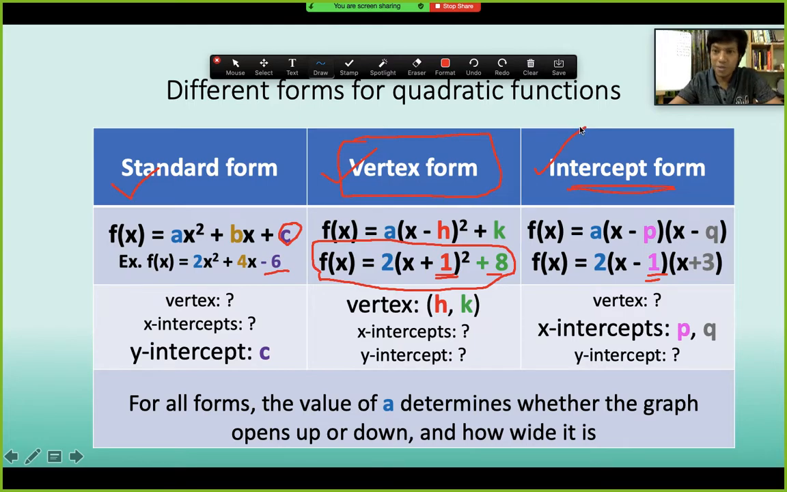We needed to introduce you to all three forms because if somewhere you see something like 2 times x minus 1 times x plus 3, you should know that this is actually a quadratic function. You may say, sir, you said that in a quadratic function there will be a square. Where is the square here? Actually, there is a square, of course, because if you multiply it out, then you will see that square. This is written in factor form. Okay, so they are there.